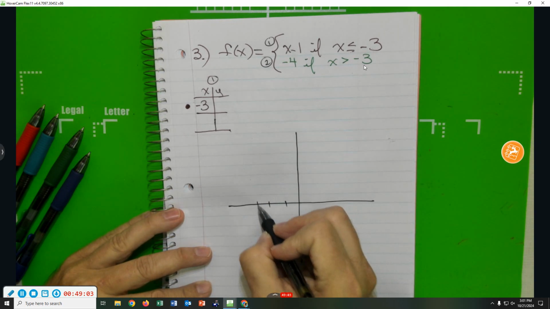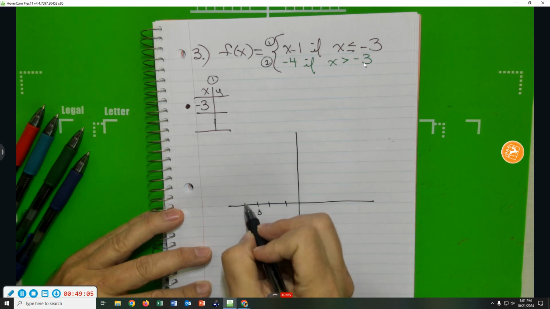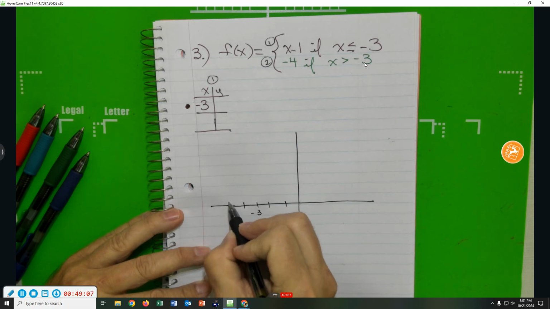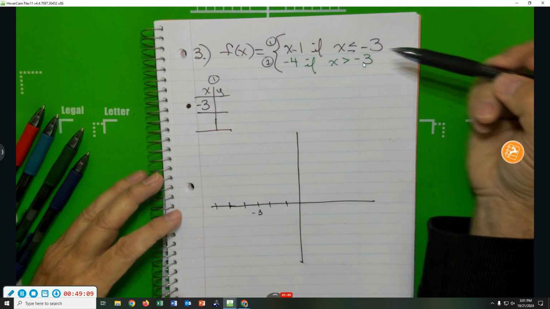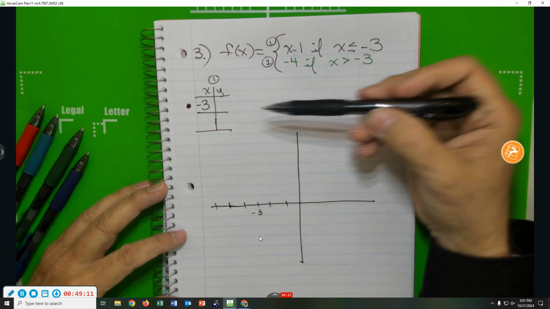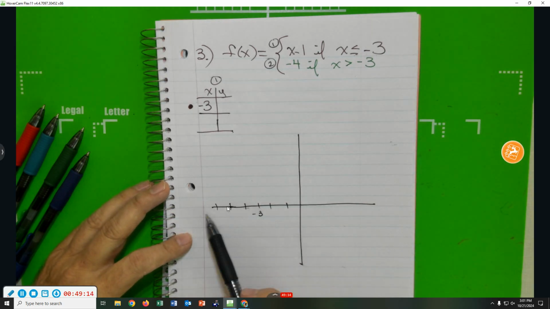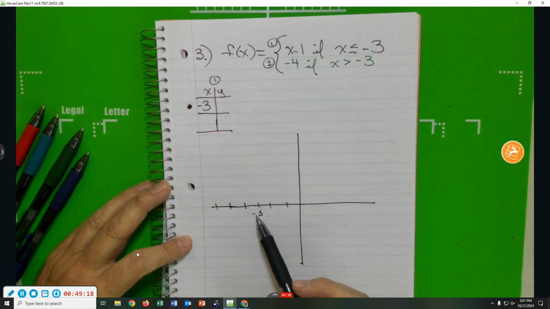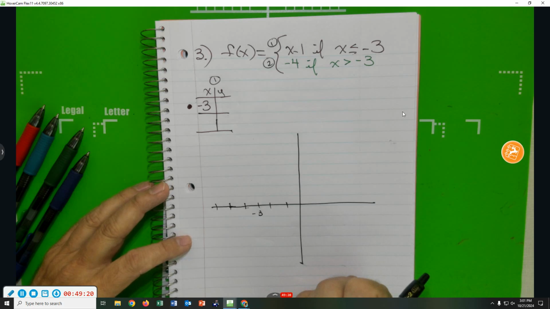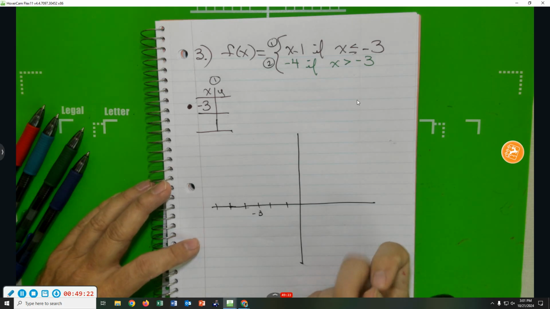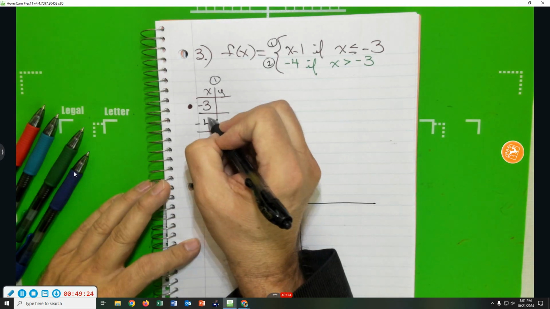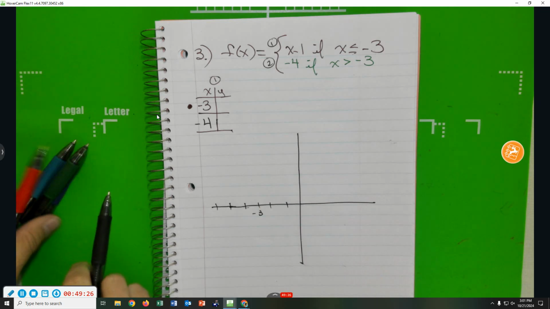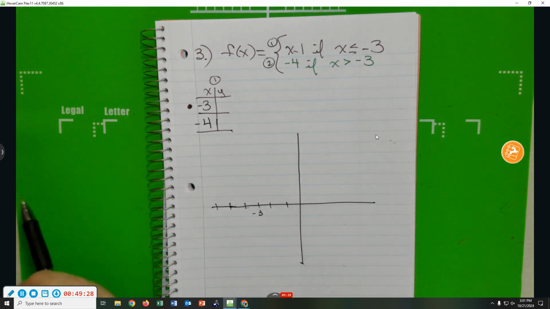1, 2. There's negative 3. We need a number to the left of negative 3. So can we use 0? No, not for the brown piece. What do y'all want to use? I couldn't hear you. Negative 4, okay. Plug in negative 4 into the brown piece. What are we going to get?